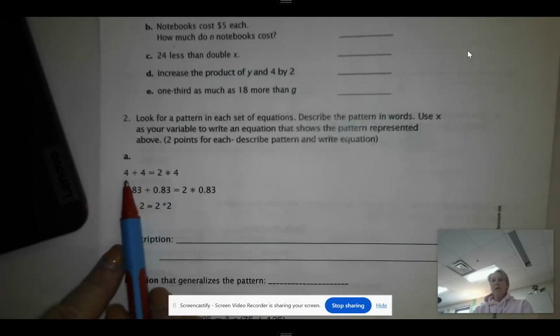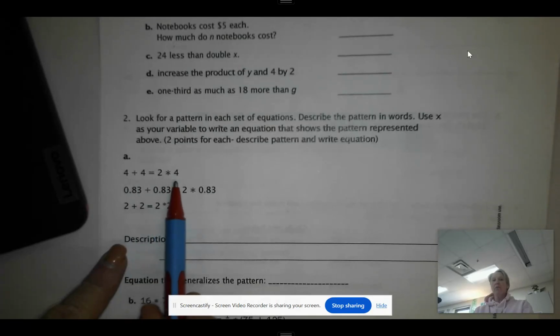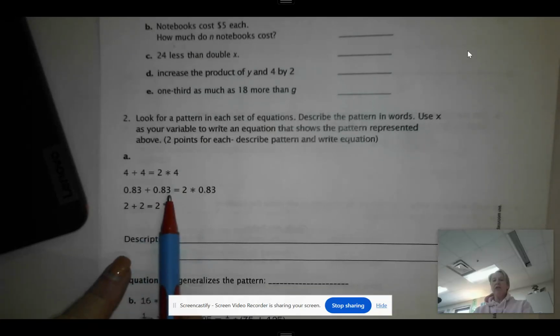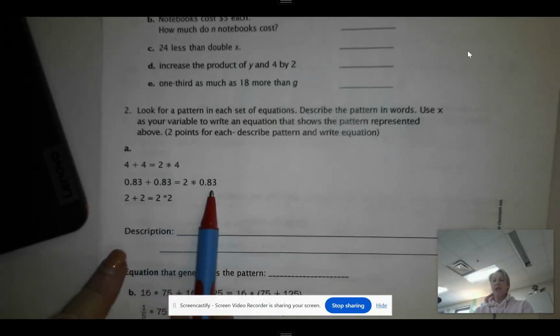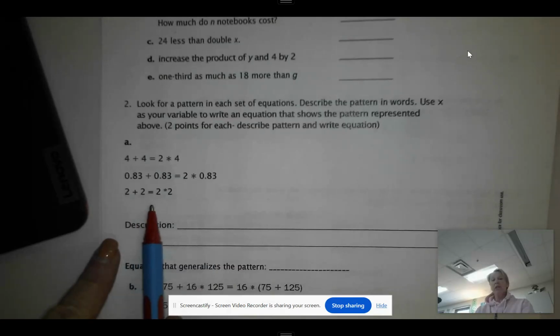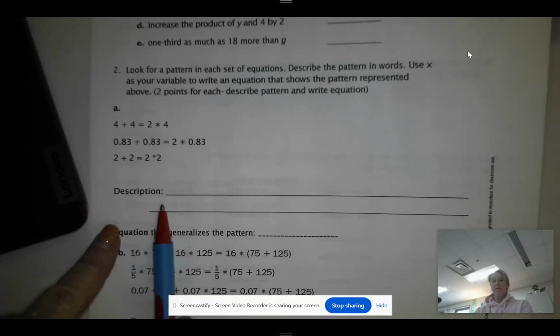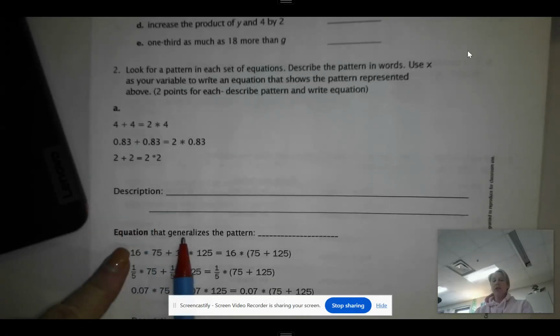Here is the pattern. 4 plus 4 equals 2 times 4. 83 hundredths plus 83 hundredths equals 2 times 83 hundredths. And 2 plus 2 is equal to 2 times 2. Write your description and the equation that generalizes the pattern. Pause.